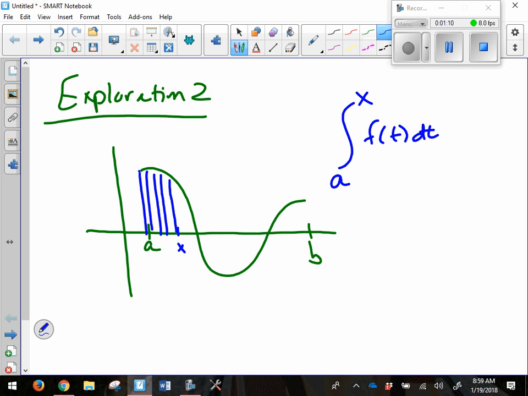I heard at least one group talking about why it had to be f of t dt, or f of u du, or f of w dw, or whatever. But the bottom line is, in this situation, x wasn't really a variable. It was a point that you picked. So it can't also be your variable of integration.